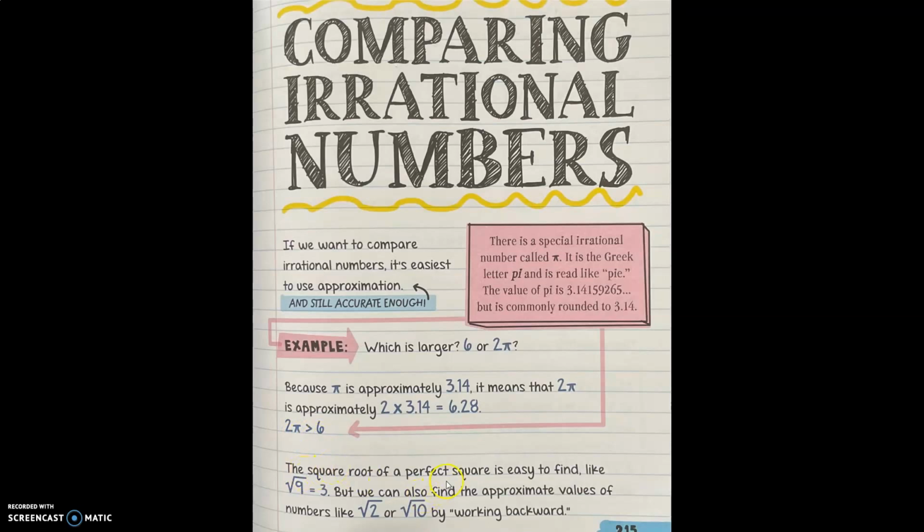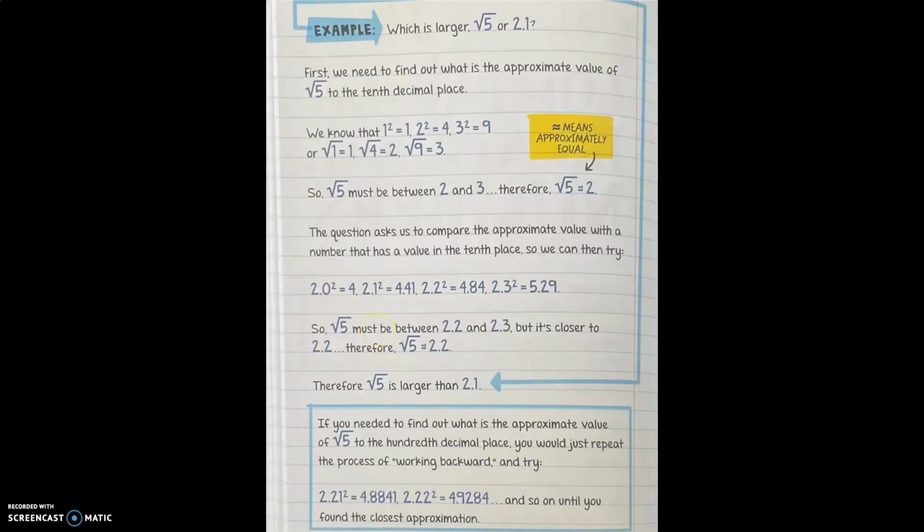The square root of a perfect square is easy to find, like root 9 is equal to 3. But we can also find the approximate value of numbers like root 2 or root 10 by working backward. Now we take the example: which is larger, root 5 or 2.1?